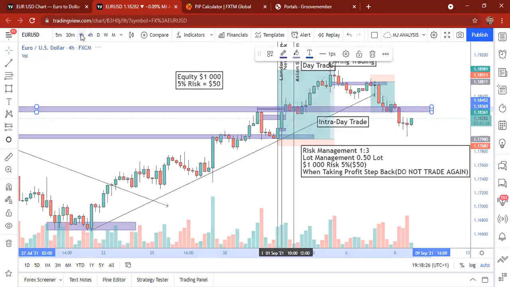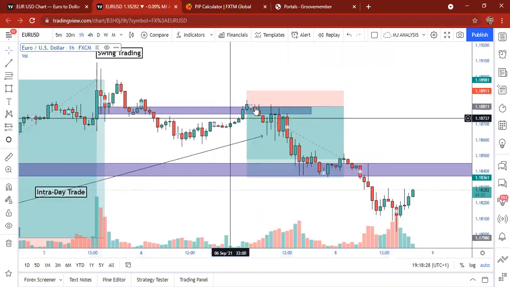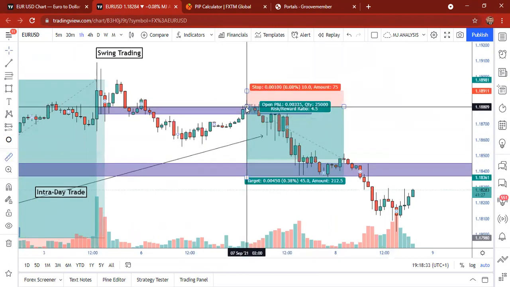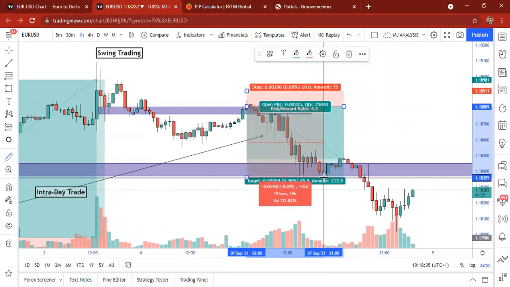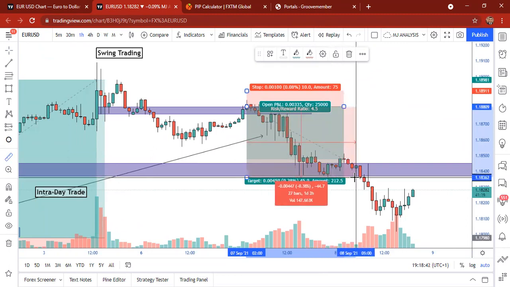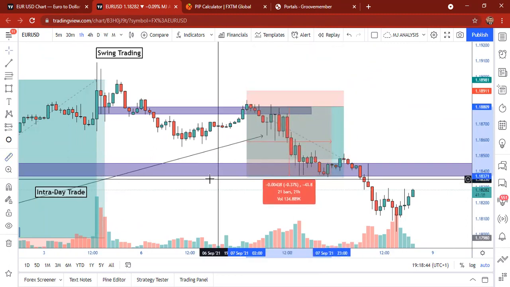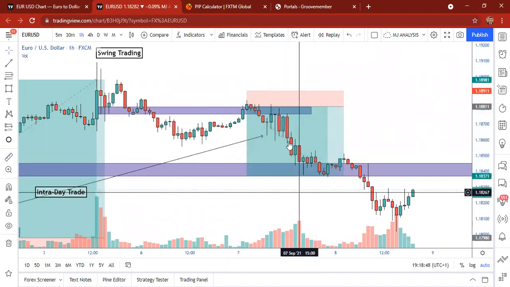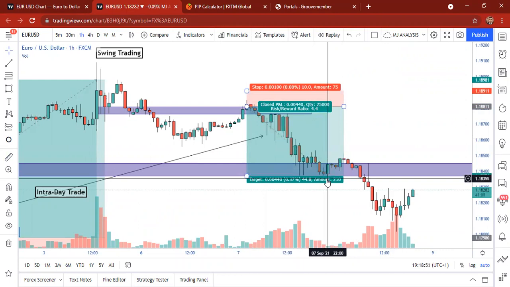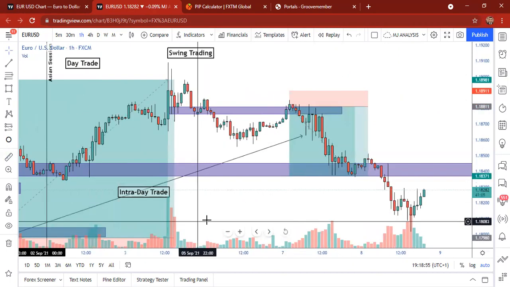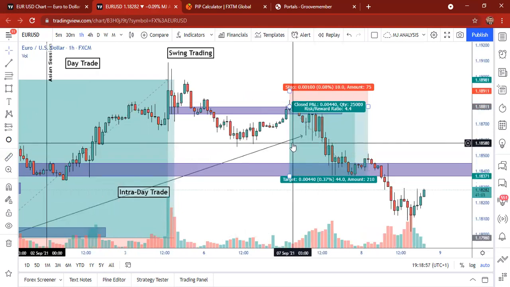Now, let's look at the timing. From the entry to the exit, how long did it take us? Was it a day trade? Was it an intraday trade? This one to profit was about a day trade. So if we say 24 hours, we didn't get the full 45 pips. We probably got 44 pips, took us 19, 20 hours. That's still conclusive in more of a day trade.